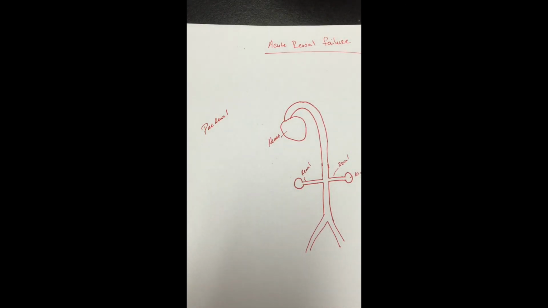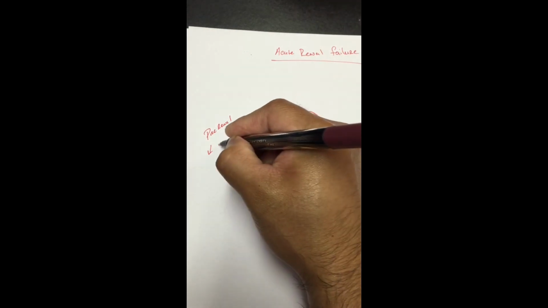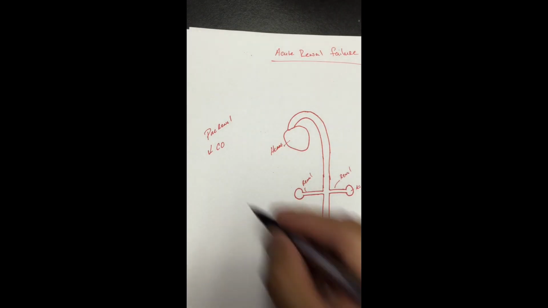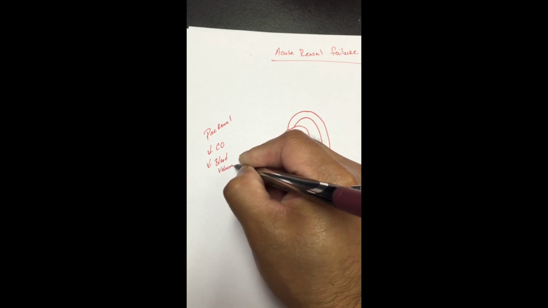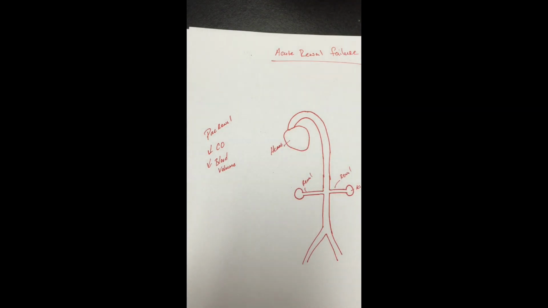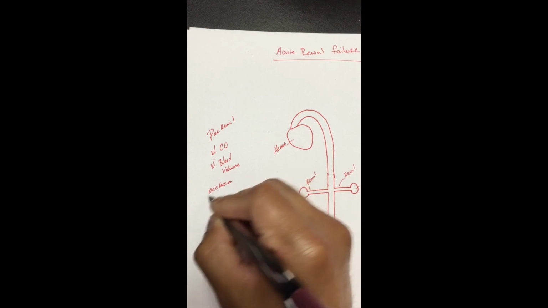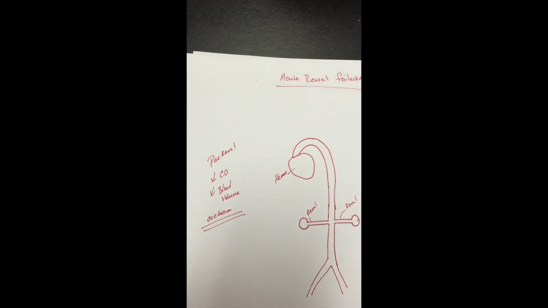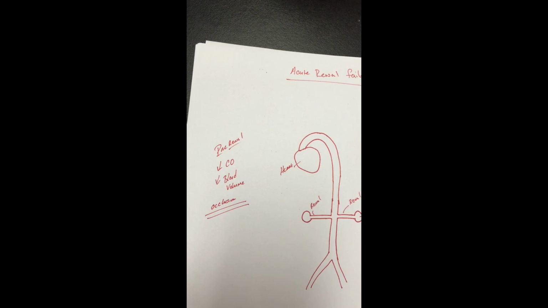So in prerenal failure, the cause is due to, number one, decreased cardiac output or decreased blood volume. Or it can also be due to some type of occlusion. So let's break this down, okay? Prerenal, meaning before the kidneys. The cause is before the kidneys.